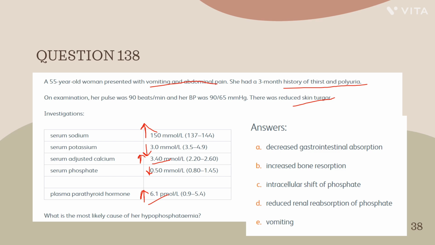So we'll look at the options. Decreased gastrointestinal absorption. What is the cause for hypophosphatemia? Decreased gastrointestinal absorption, increased bone resorption. If it is increased bone resorption, phosphate will be low. Now, intracellular shift of phosphate. Reduced renal absorption of phosphate. Vomiting. So here there is vomiting, there is reduced skin turgor, there is thirst and polyuria, and now there is hypophosphatemia. We are being asked what is the cause of hypophosphatemia. It is reduced renal reabsorption of phosphate.